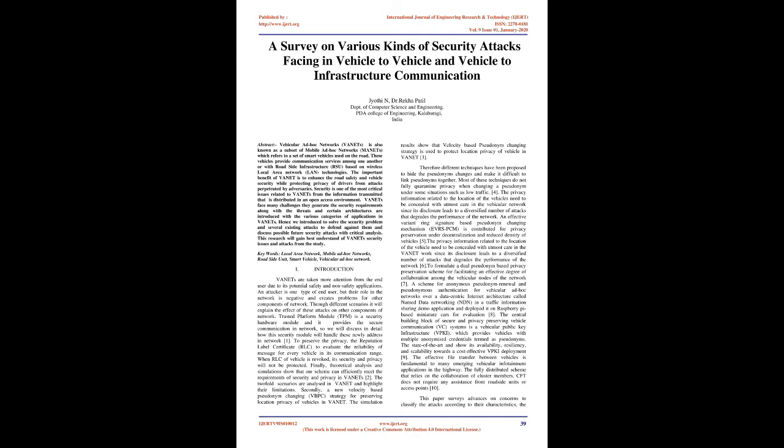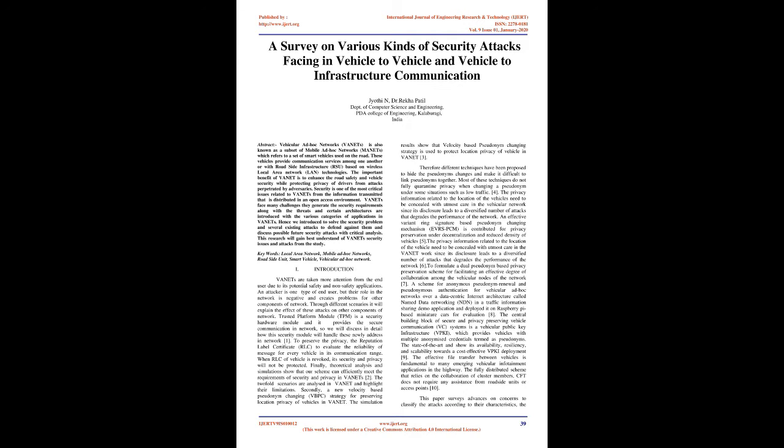Secondly, new velocity-based results show that a velocity-based pseudonym changing strategy is used to protect the location privacy of vehicles in VANETs. 3. Therefore, different techniques have been proposed to hide the pseudonym changes and make it difficult to link pseudonyms together. Most of these techniques do not fully guarantee privacy when changing a pseudonym under some situations such as low traffic. 4. The privacy information related to the location of the vehicles needs to be concealed with utmost care in the vehicular network, since its disclosure leads to a diversified number of attacks that degrade the performance of the network.